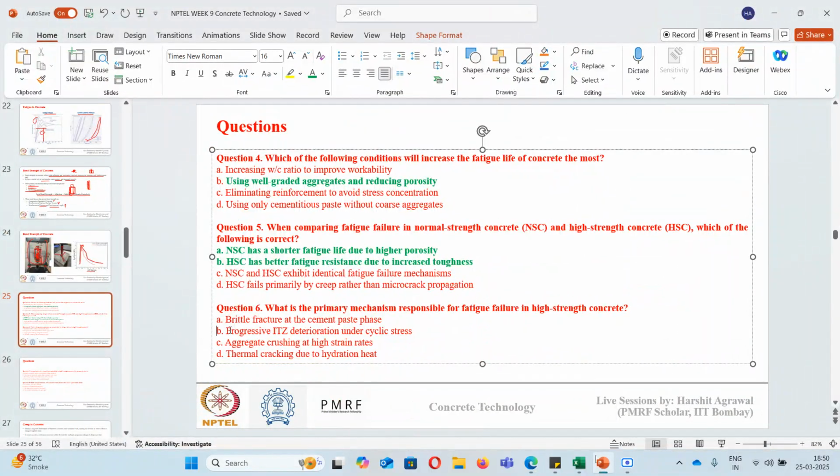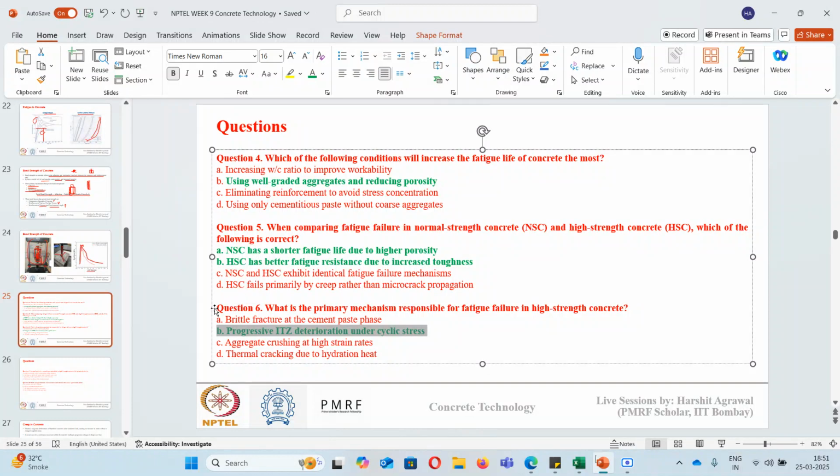Okay, so for question number 6, the correct answer is B. How? In high strength concrete, the ITZ is still the weakest link. In repeated cyclic loading, this ITZ gradually weakens due to the repetitive loading, and it will cause the fatigue failure.